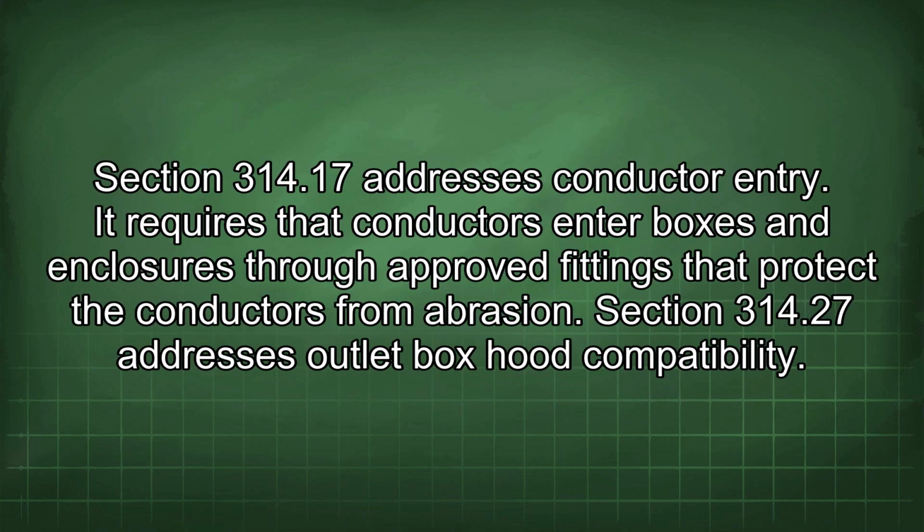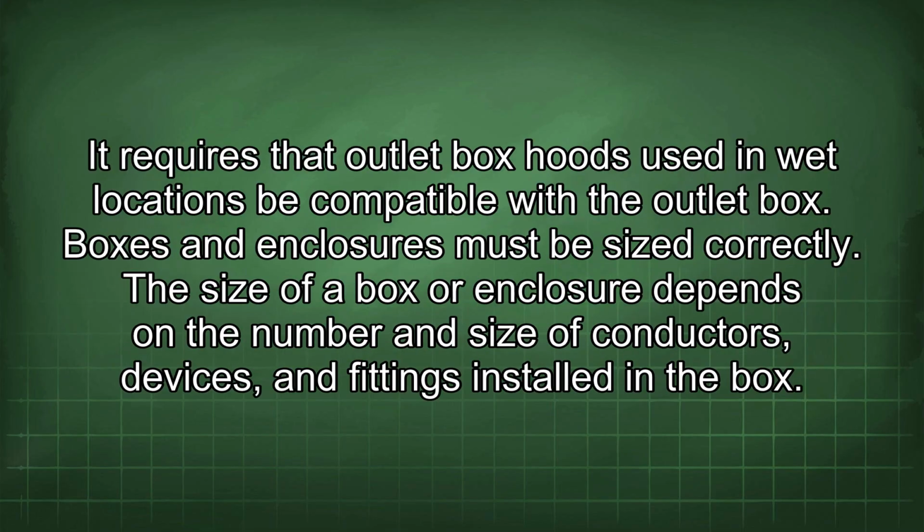Section 314.17 addresses conductor entry. It requires that conductors enter boxes and enclosures through approved fittings that protect the conductors from abrasion. Section 314.27 addresses outlet box hood compatibility. It requires that outlet box hoods used in wet locations be compatible with the outlet box.